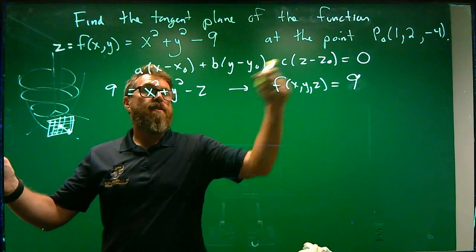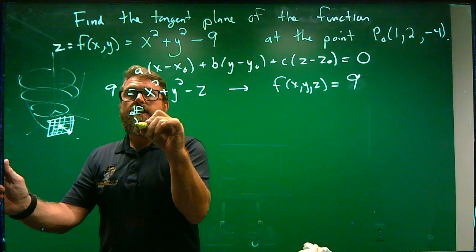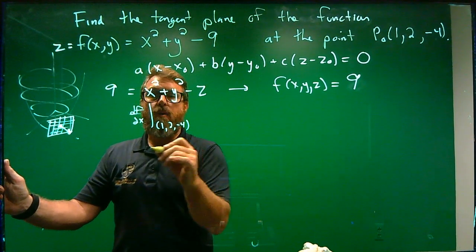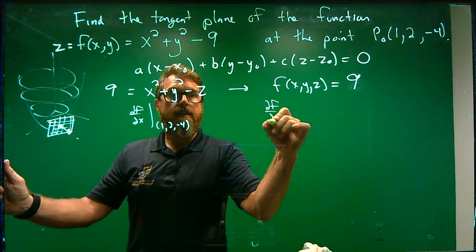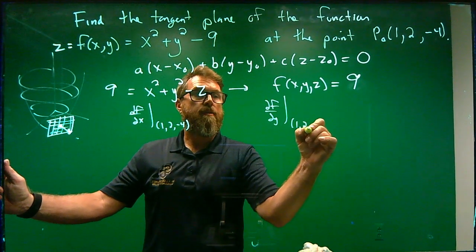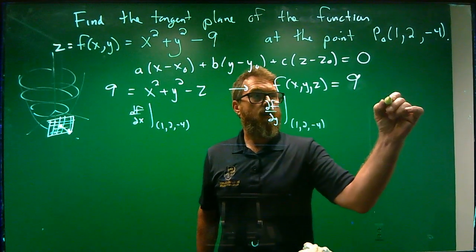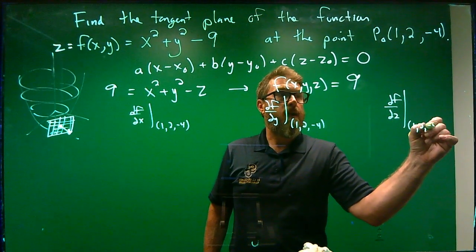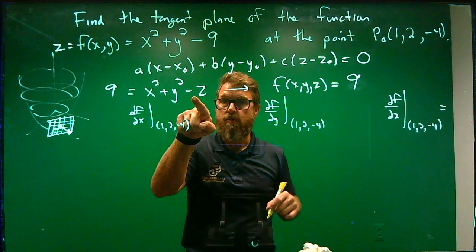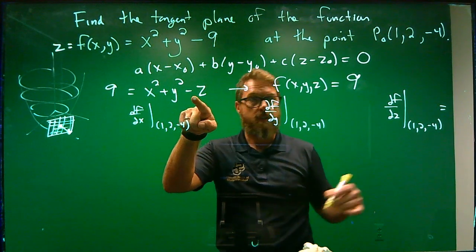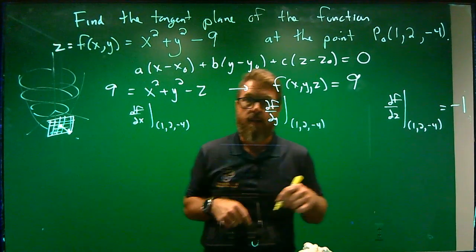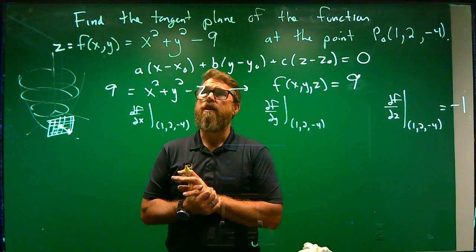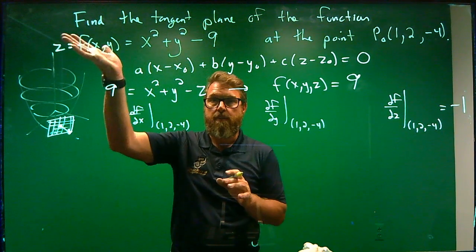So I'm going to have to find its derivative. What is df/dx evaluated at the point (1, 2, -4)? What is df/dy evaluated at the point (1, 2, -4)? And then df/dz evaluated at (1, 2, -4). Well, that's pretty easy because this was an explicit function. So when you send this to the other side, it's just going to be equal to -1, similar to the other example. Now, if it's not explicitly solved, sometimes they write it in an implicit form.